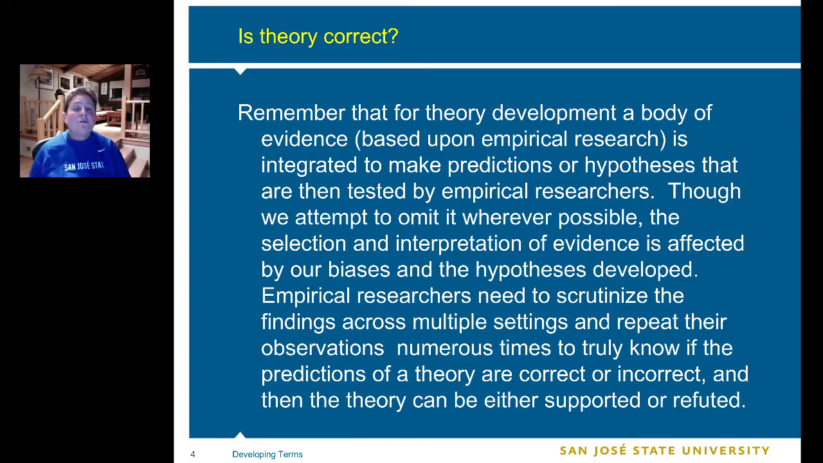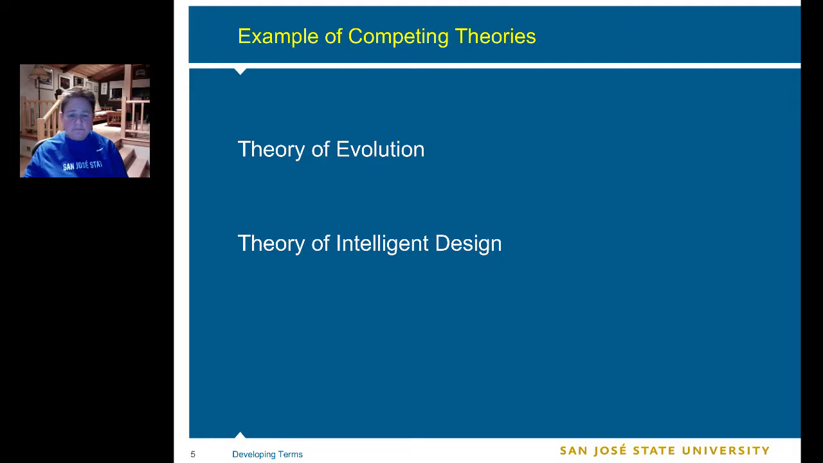Empirical researchers also need to scrutinize the findings or the results that people get in their empirical research and actually conduct that research across multiple settings, and also to be able to repeat the research numerous times exactly the same way, even within the same setting. And we do that in order to really be able to know whether a theoretical idea or a hypothesis is correct or incorrect. And then the theory actually over time, many years generally, can either be supported or refuted.